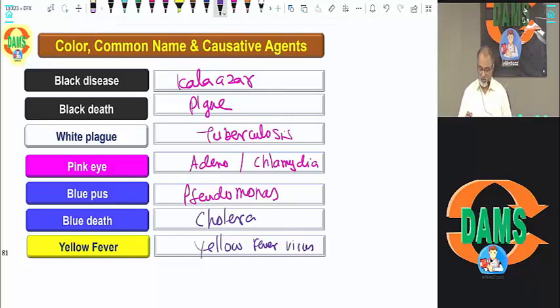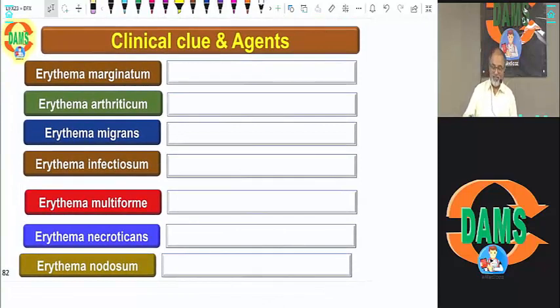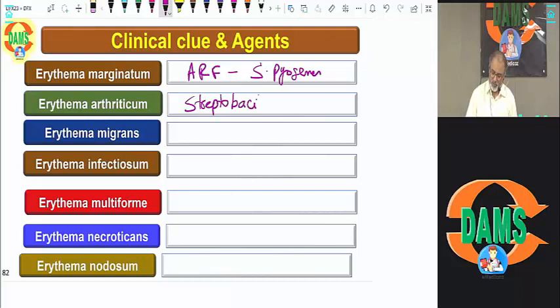Okay, listen to me carefully. Clinical clues, it's the climax, last slide. Erythema marginatum, seen in acute rheumatic fever caused by Streptococcus pyogenes. Erythema arthriticum, seen in Haverhill fever, Streptobacillus moniliformis. You need to remember.